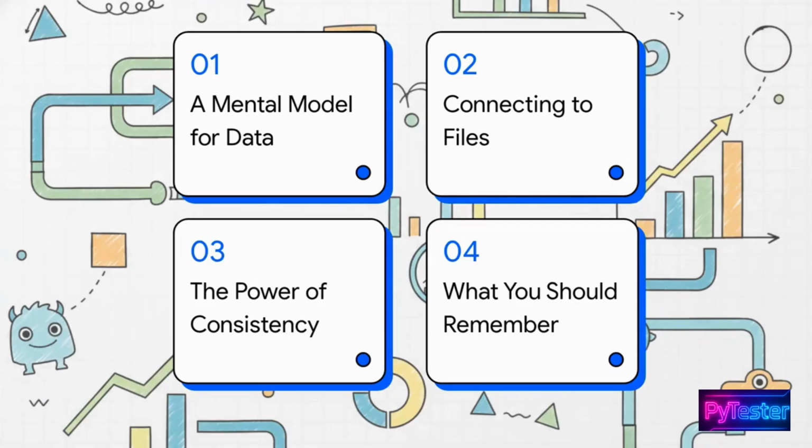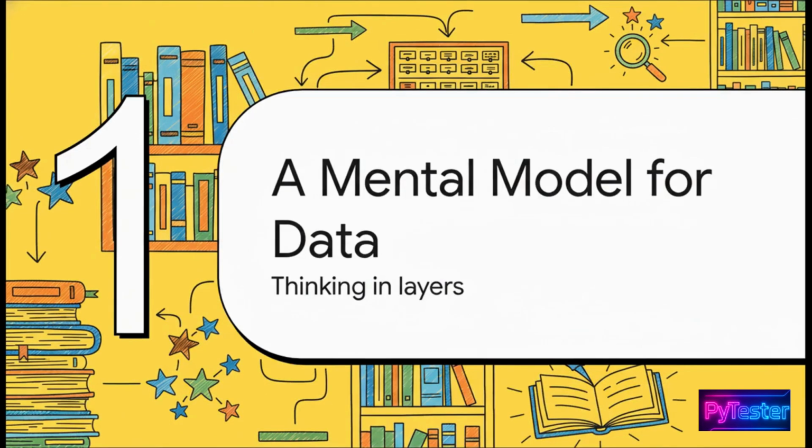So here's our game plan. First, we'll build a super simple mental model for how to think about your data. Then, we'll turn that model into actual code to connect to some files. After that, you'll see why this whole approach is so powerful. It's all about consistency. And finally, we'll lock in the key things you should remember. Let's dive in.